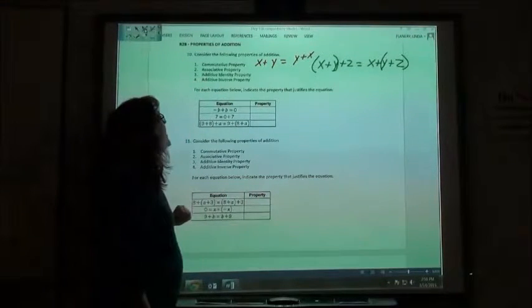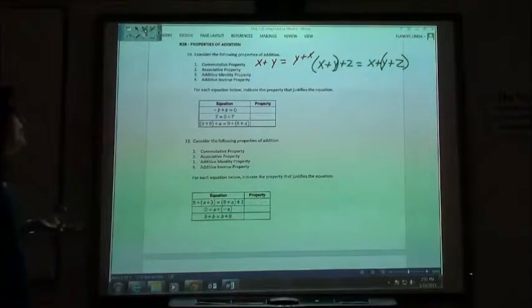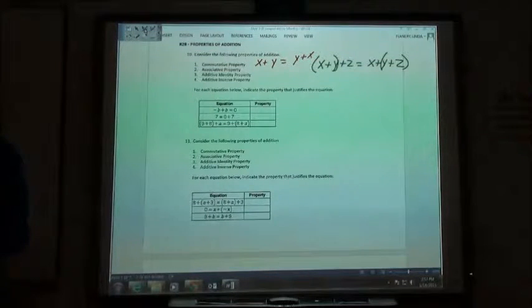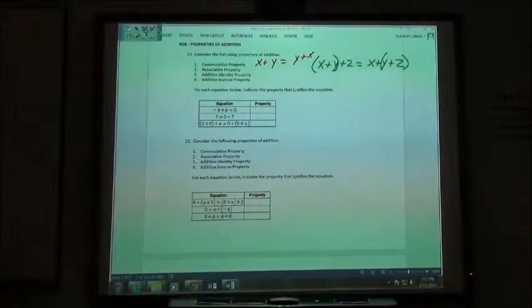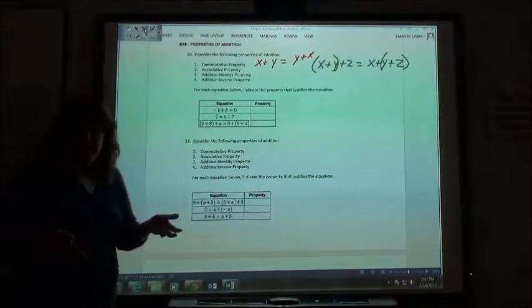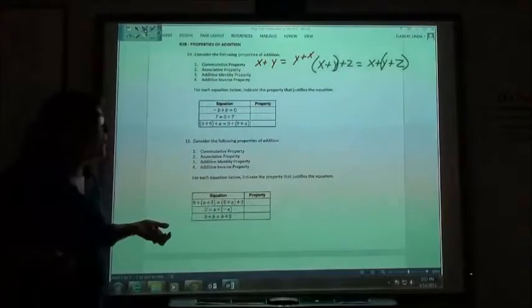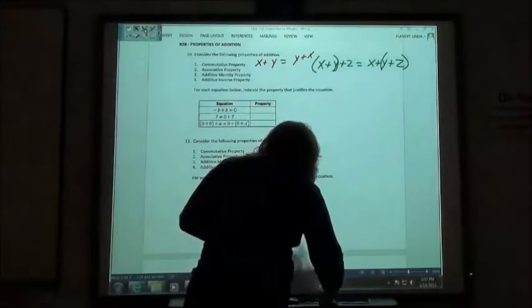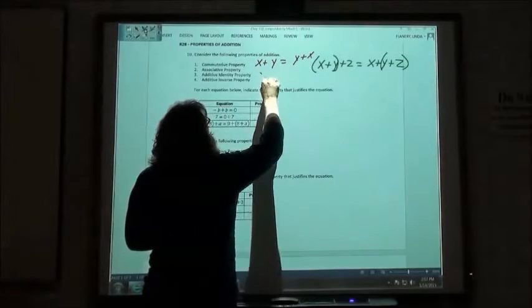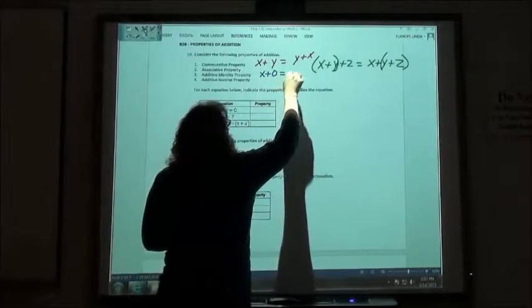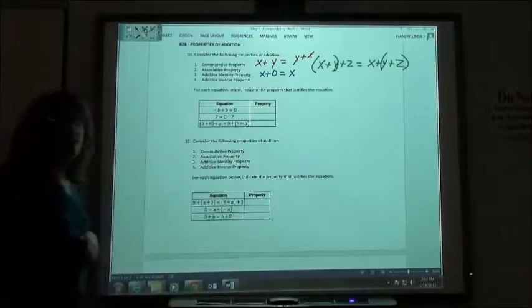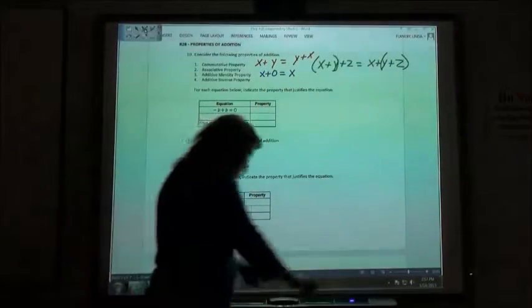My additive identity property. On the additive identity property, what you start with is what you want to end with. So if I have the number 3, I'm going to add something to 3 to still end up with 3. So what I would add would be adding 0. If I add 0 to any number, I get the exact same number back. So my additive identity property says if I take x plus 0, I'm still going to end up with x. Didn't change the value of my number.